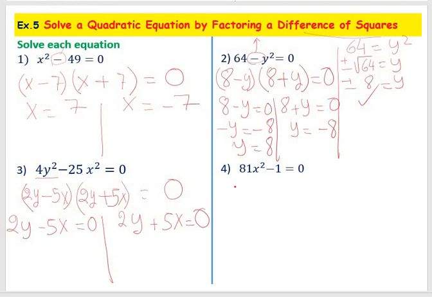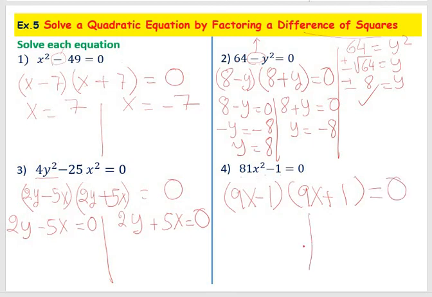Okay, now let's do this last one. Here, this is a perfect square, a negative sign, and a perfect square. Here, I'm going to have my two brackets. The square root of 81 is 9, so I have 9 by 9. The square root of x squared is x, so I have x by x. Negative sign, negative, positive. 1 is 1 by 1, equals to 0.